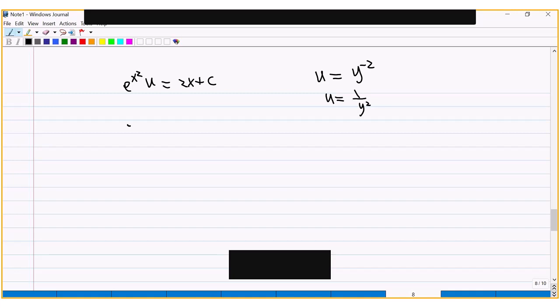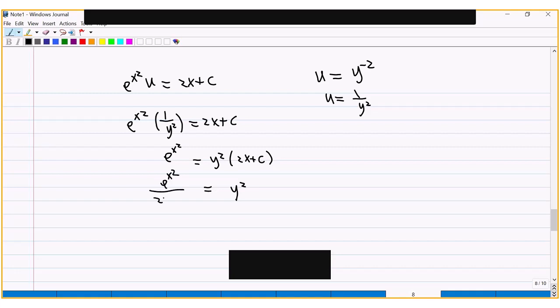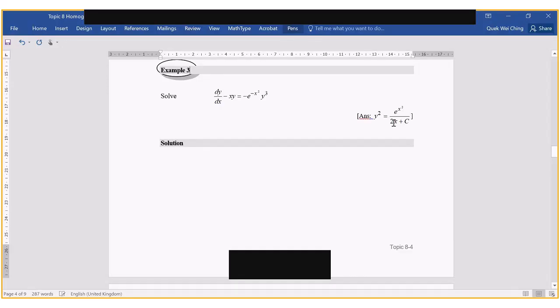So that means e power x square times 1 over y square is equal to 2x plus c. That means that y square times 2x plus c is equal to e power x square. And so eventually y square is equal to e power x square over 2x plus c. And this is the final answer given in the notes there. Check the answer in the notes. Right? This is the final answer.